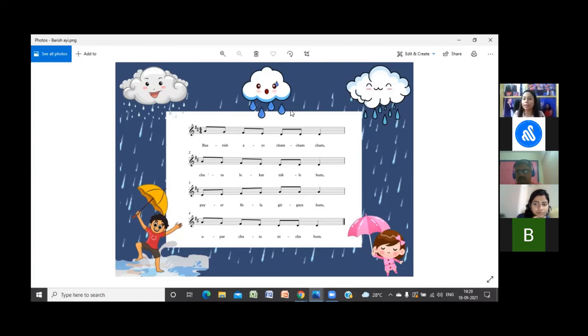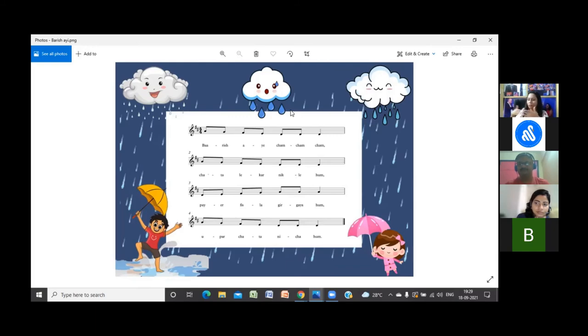So if we do like this, barish aayi cham cham cham. Chhata lekar nikle hum, pair fisla gir gaye hum, upar chhata niche hum.